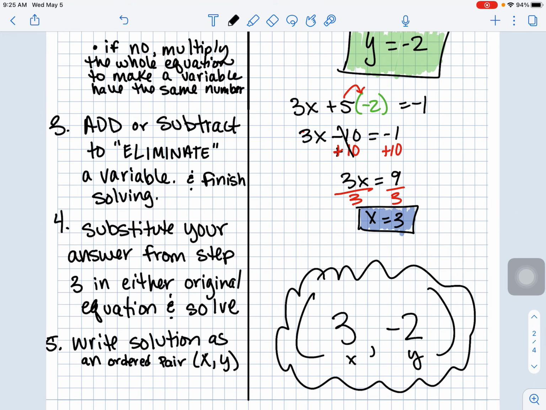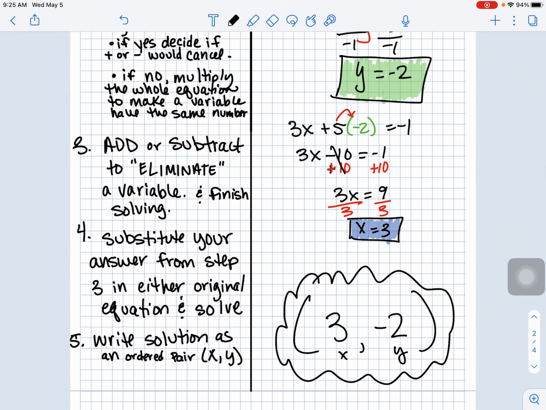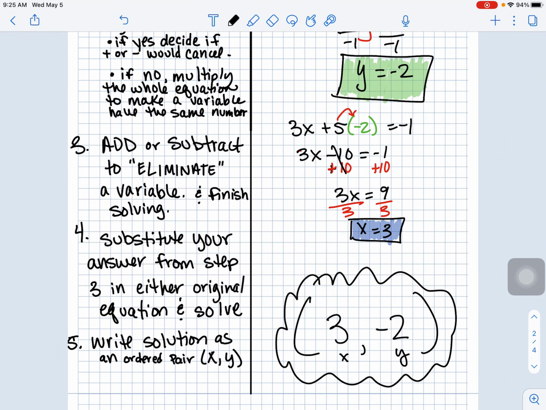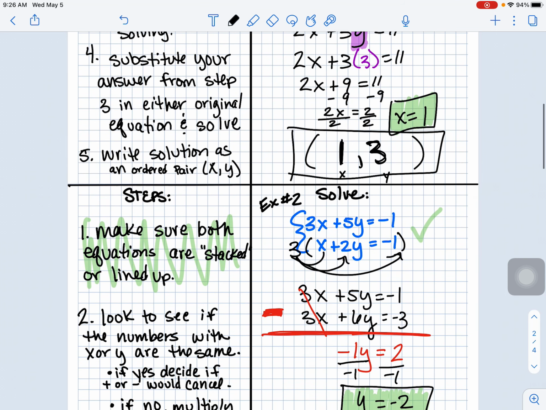There are problems where it's hard to find a number that would multiply both. You might have to multiply both equations by a number. And I think there will be some opportunities to practice that on the formative that we will do tomorrow. So I hope these notes are helpful, and I hope they help you get better at elimination.